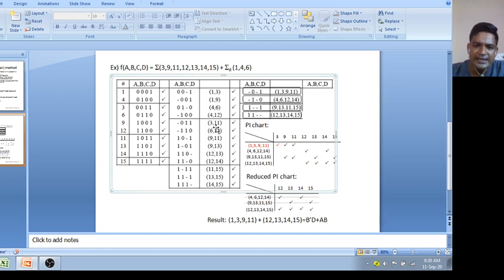Again you will get dash 0 dash 1. Now you do not need to write down 1 9 3 11 because we have already written this 1 3 9 11 is same as 1 9 3 11. Okay, then compare next 4 6 with this group.